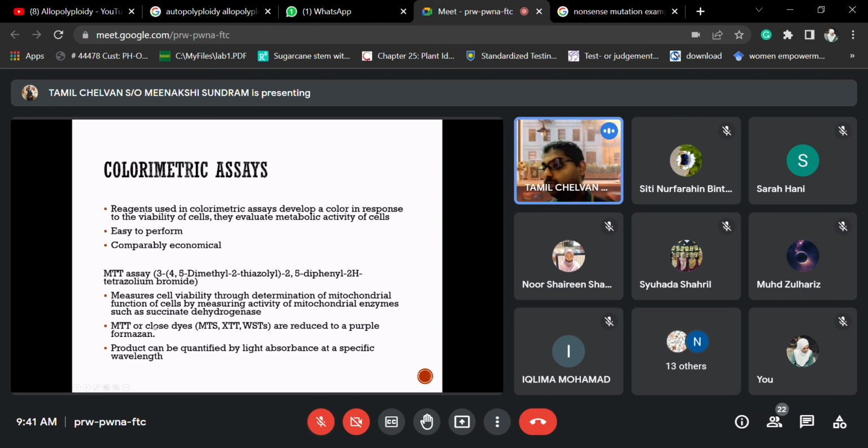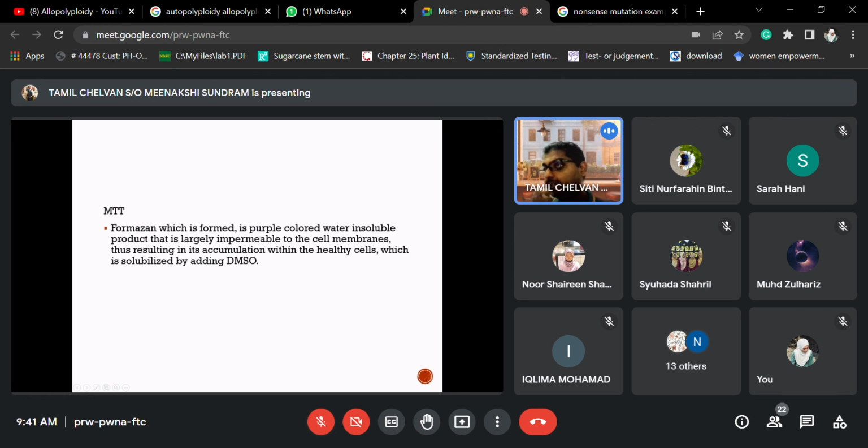Okay, MTT or closed dyes, call it MTS, XTT, are reduced to purple formazan. Once dia ada enzyme, dia bertindak dengan enzyme, dia akan tukar warna. The product can be quantified by light, we can even quantify how alive it is, by light absorbance at a specific wavelength. Okay, maybe you can use a fluorometer. Okay, MTT formazan, which is formed, is a purple colored water insoluble product that is largely impermeable to cell membranes. Okay, thus resulting in the accumulation between the healthy cells, which is solubilized by adding the DMSO. This is one of the methods.